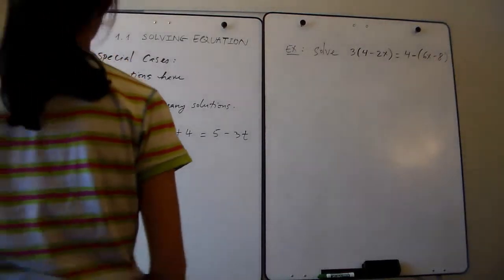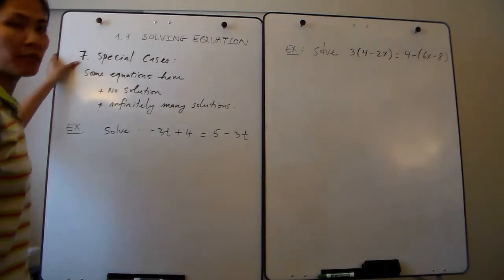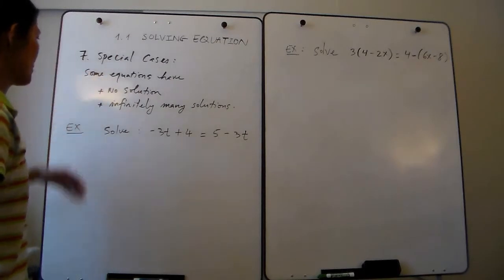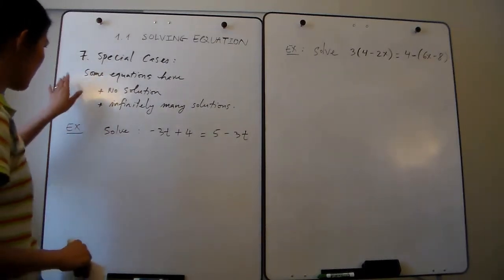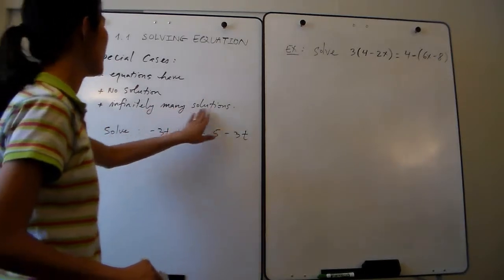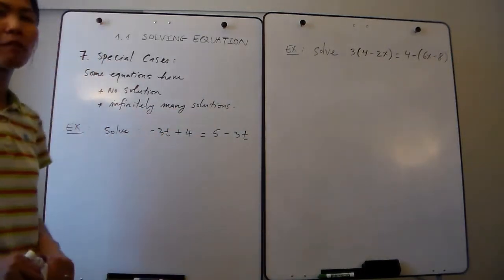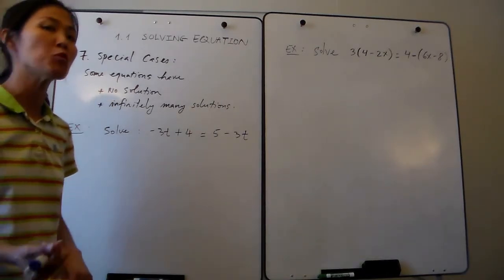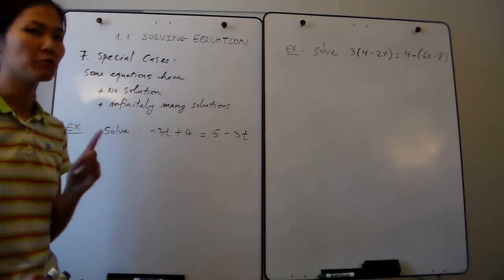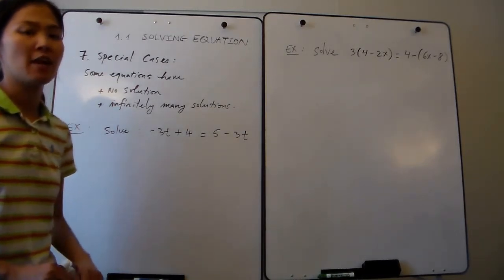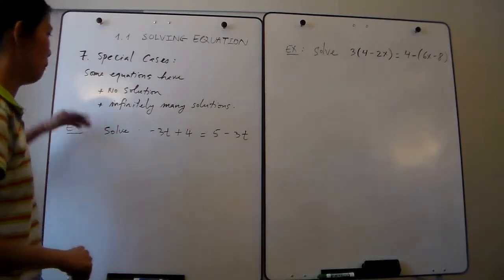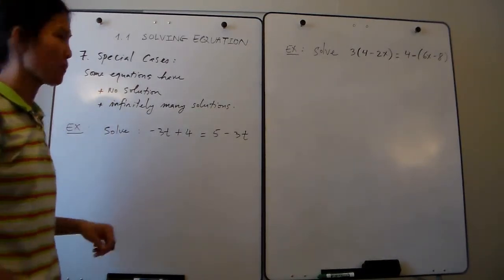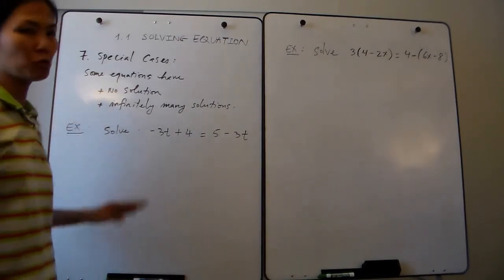Alright, this is the last topic for this section, called special cases. Some equations have no solution. Some equations have infinitely many solutions. So far, in the previous examples, I've shown you an equation that has one solution. But in reality, an equation can have more than one solution, infinitely many solutions, or no solution.